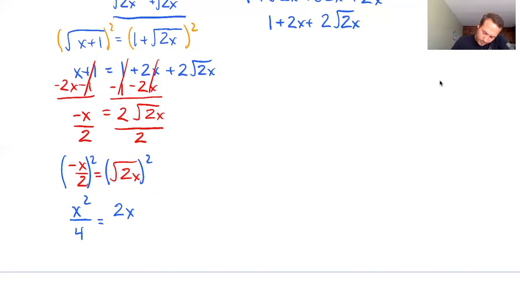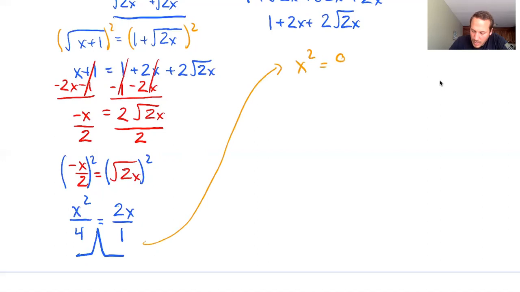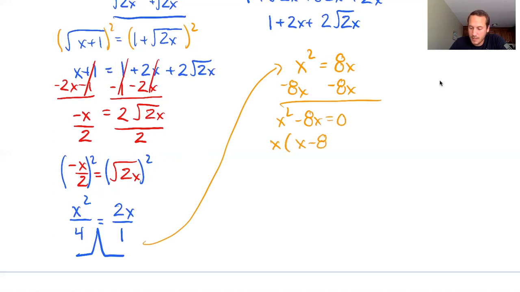So I'm going to cross multiply here. I'm going to get x squared is equal to 8x. Let's move this 8x over and factor. So I have x squared minus 8x is equal to 0. This factors to x times (x minus 8) is equal to 0, giving me answers of x equals 0 and x equals 8.